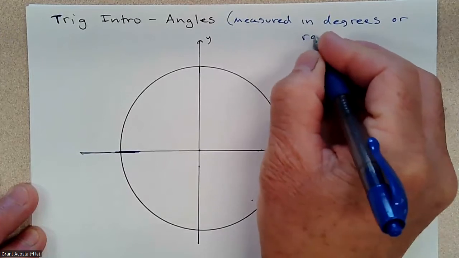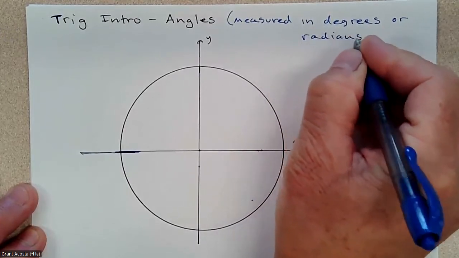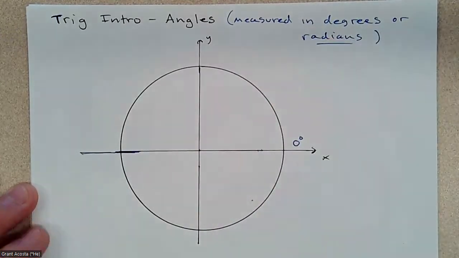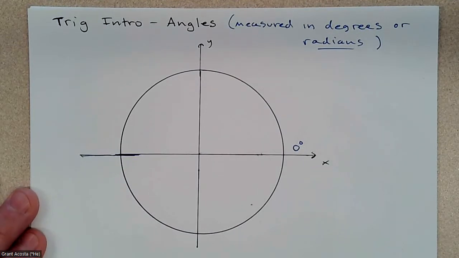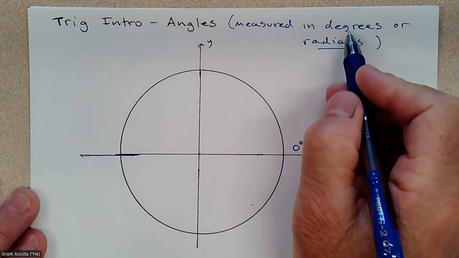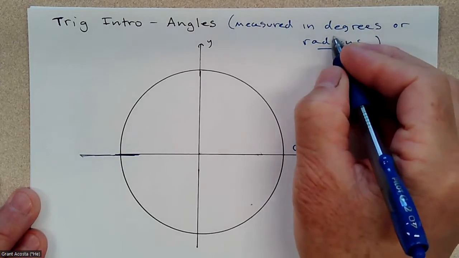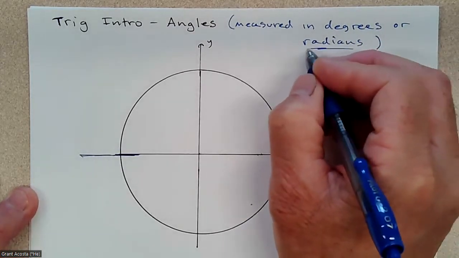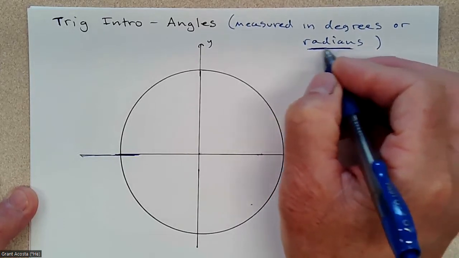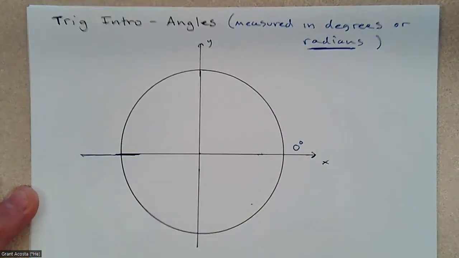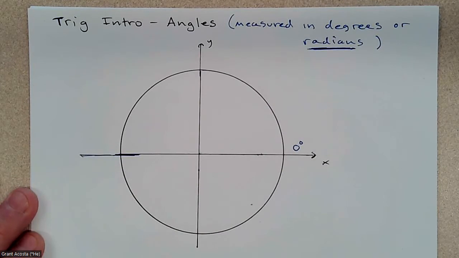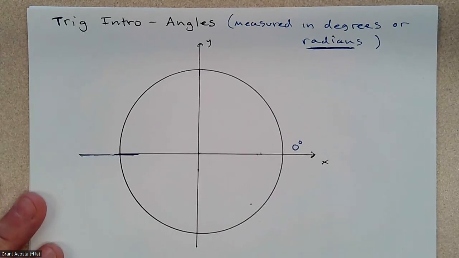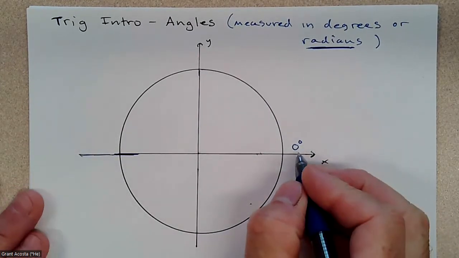By the way, angles can be measured in either degrees or what we call radians. And if you've taken any trig before, you're probably pretty familiar with degrees, maybe not so comfortable with the idea of radians. But it turns out when you go into calculus, almost exclusively we use radians instead of degrees. So part of this video is to help you get comfortable with radian measures. But let's start with degrees.